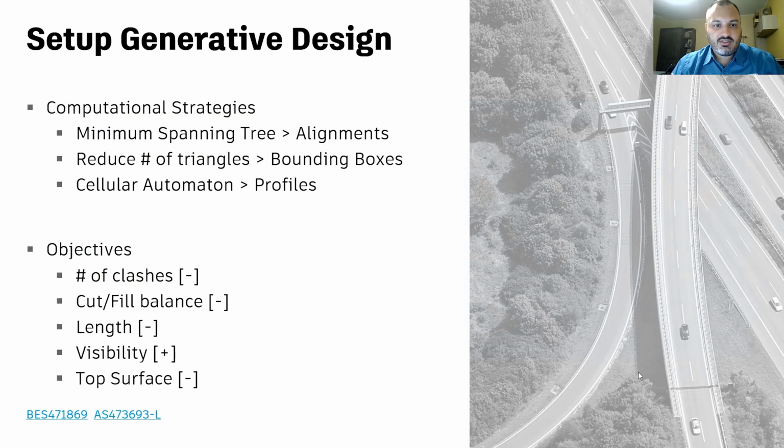To set up the generative design, we need to come up with different computational strategies. And here are just some examples that I would like to talk about. So the minimum spanning tree for the alignments, how to reduce the number of triangles, and a cellular automaton for the profiles.